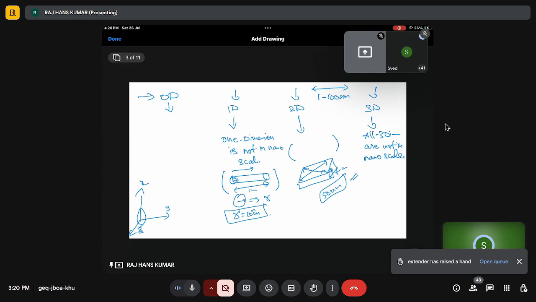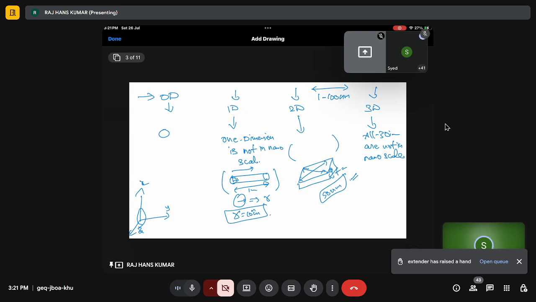Now what about three-dimensional nanomaterial? Now coming to zero-dimensional, it is where all three dimensions are in nanoscale. For example, the quantum dots. Also, people who have studied metallurgy can relate to Guinier-Preston zones, or GP zones, during solidification. They start with the nanoscale.